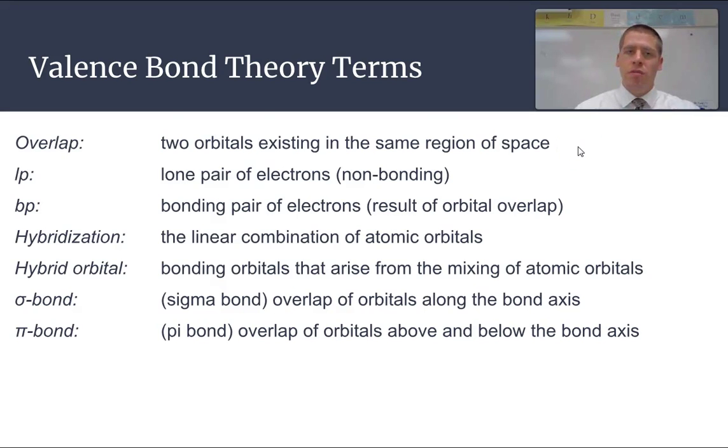All right, so here are some key terms that we're going to use a lot. We're going to talk a lot about overlap, the overlapping of electron orbitals to form a bond. There's lone pair and bonding pair, which you've seen before. The hybridization and hybrid orbital terms, go ahead and get those written down. We're going to be using those a lot, but just not yet in this video. And then sigma bond, this is the symbol sigma, and a pi bond. So once you have all of those terms written down, then we're ready to move on.